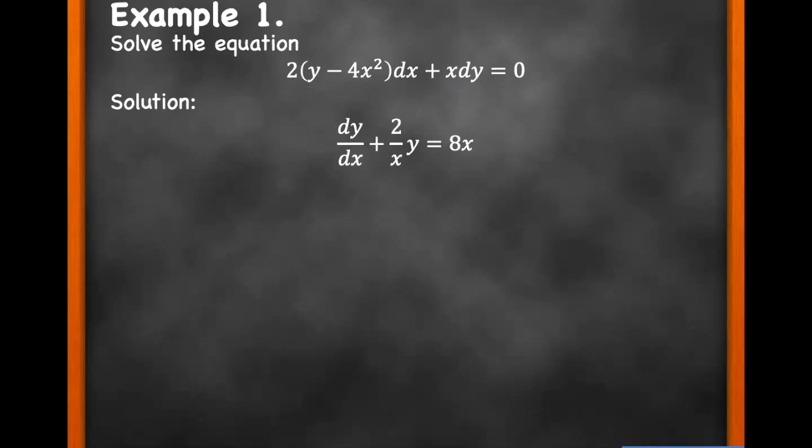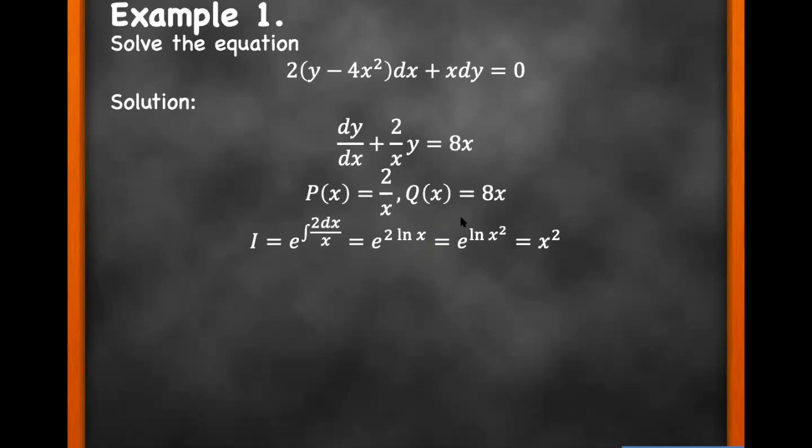Okay. So now let's go to the next part. We identify that p of x is equal to 2 over x, a pure function of x. The right side of the equation is actually q of x.